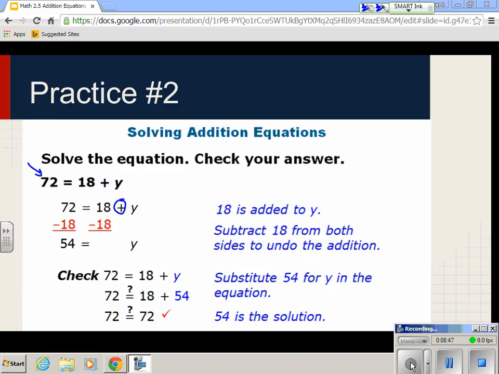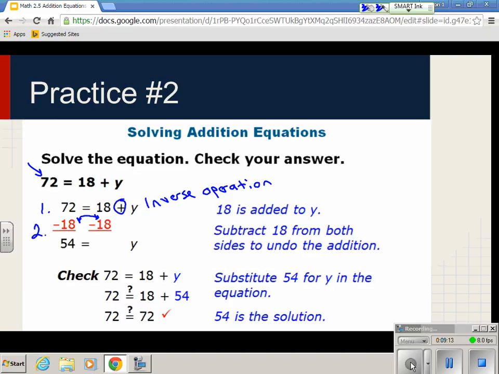So first step, rewrite the problem. Second step, determine the inverse operation. The inverse operation of addition, or the opposite of addition, is subtraction. This is how we undo the number we have here. And what we do to one side, we do to the other. So to both sides, we're going to subtract 18.